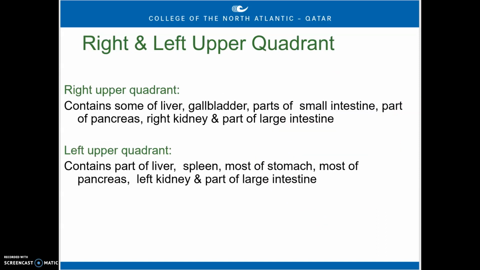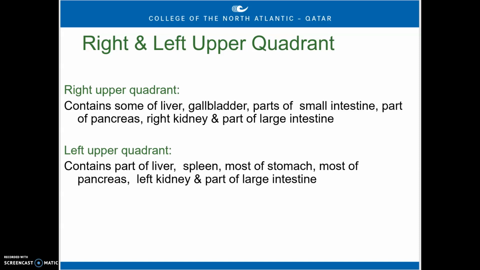Now we'll talk about some of the organs that you'll find in the different quadrants. By saying this, you're going to convey information to somebody else in the know about what organs or structures are located in that part of the body. So the upper right quadrant is going to contain some of the liver. You're going to find the gallbladder, parts of the small intestine, parts of the pancreas, the right kidney, and a part of the large intestine. Now if we move to the left upper quadrant, we're going to have the other part of the liver. We're going to have the spleen, most of the stomach, most of the pancreas, the left kidney, and another part of the large intestine.